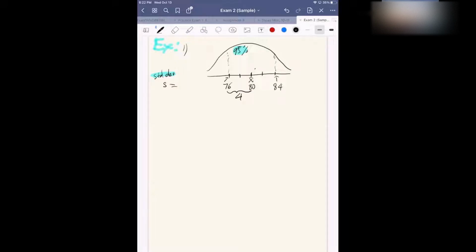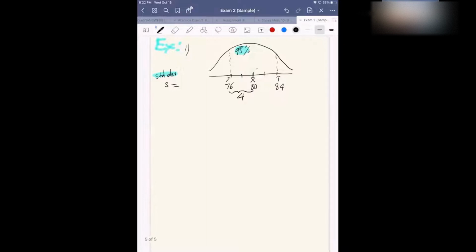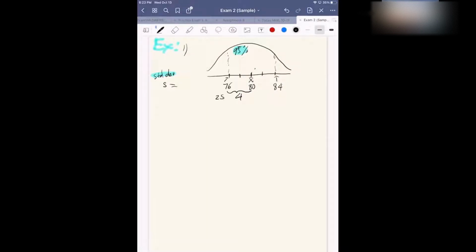So what is the standard deviation now, everyone? Can you answer that question? Now that distance is 2 standard deviations. So what is the S? What is the standard deviation now? This whole thing is 4, right? This whole thing is 4. But that is for 2 standard deviations. So now each standard deviation is what?